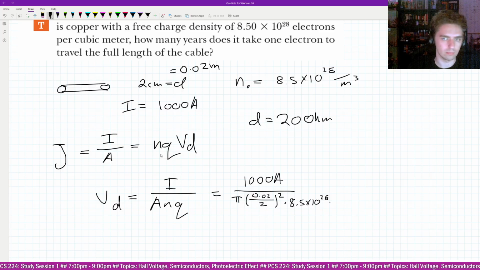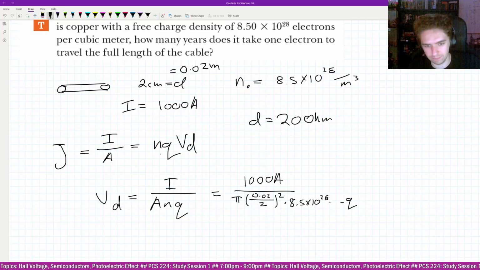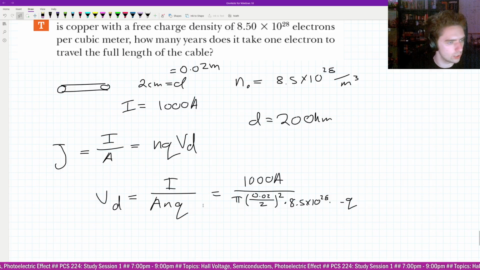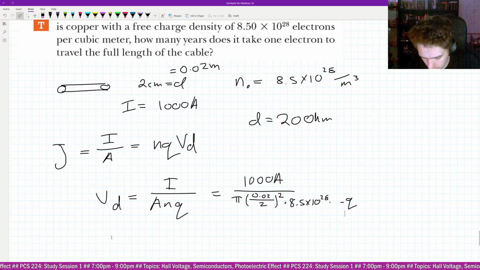It doesn't matter. It's technically negative q, but that just means we're going the opposite way down the cable. The orientation of the cable doesn't matter. 1,000 over pi. Interesting that pi shows up here, but it makes sense because there's a circle in there. So 0.02 over 2, 0.01, times 8.5 times 10 to the 28, times q, the charge, 1.607 times 10 to the negative 19.